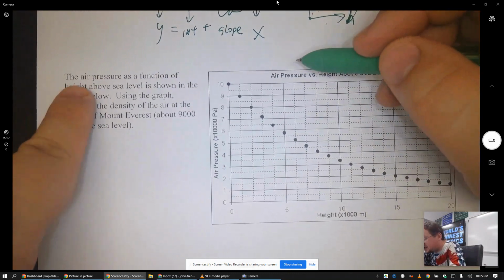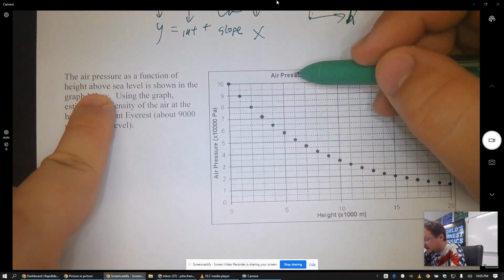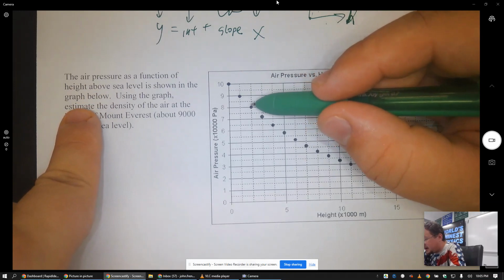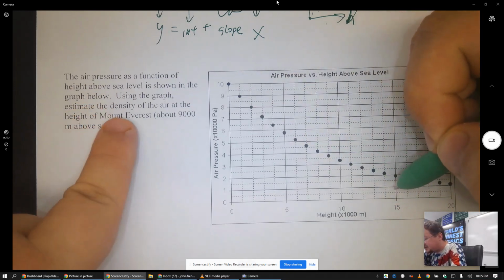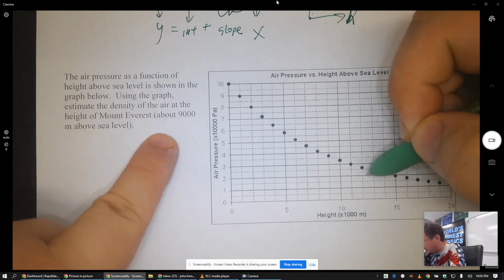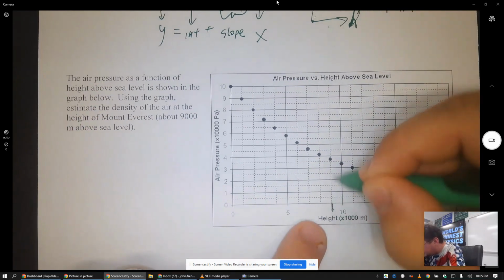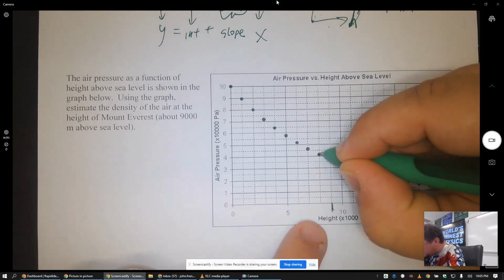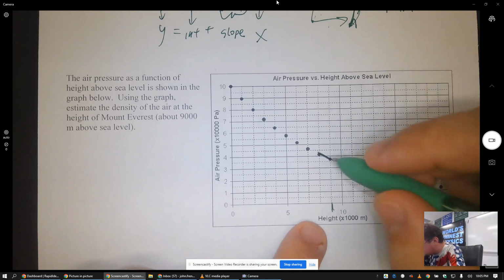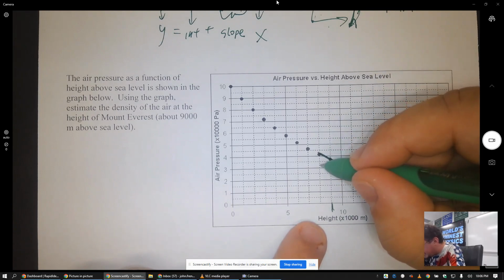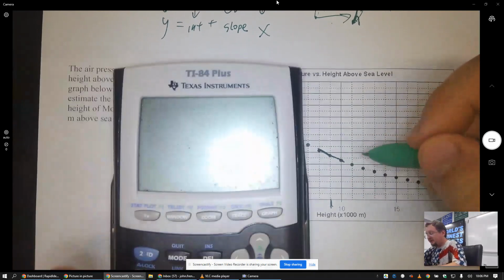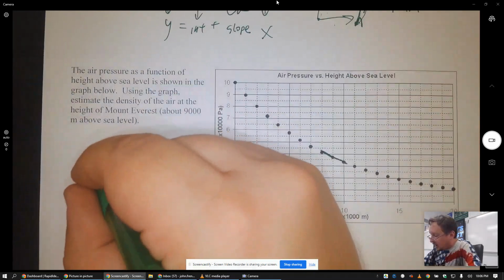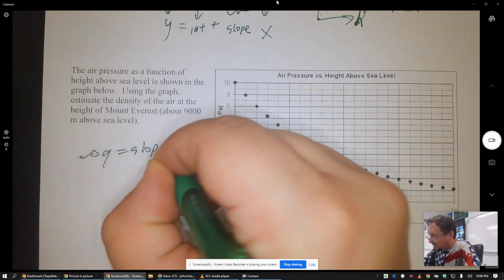Okay, the air pressure is a function of height above sea level, shown in the graph to the right, which, by the way, is taken from real data off the internet. Estimate the density of the air at about 9,000 meters. Well, here's 9,000 right here. So what am I going to do? I'm going to take the slope just here. It looks like you go down 10,000 and you go over 2,000. So I'm going to say that rho g equals the slope.